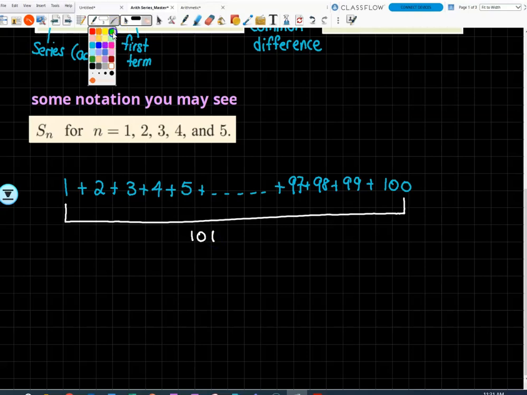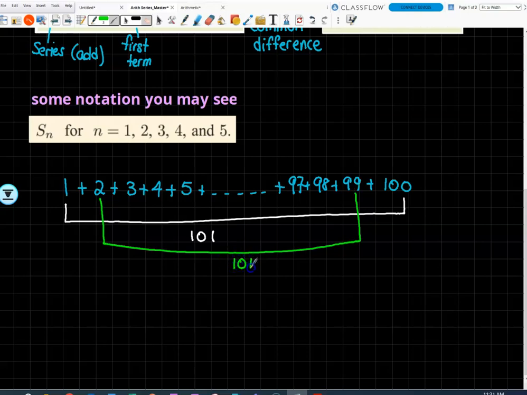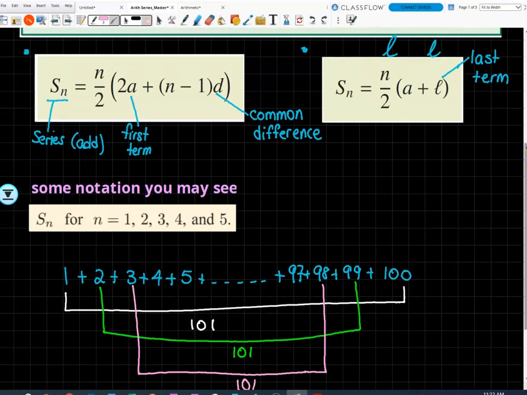Then I looked at the second term and the second to last term. What's that? 2 plus 99. Then I took the third term and the third to last term. What do you get? 101. So how did they then work out adding up all the numbers from 1 to 100? Quickly, all they had to do was times 101 by 50.